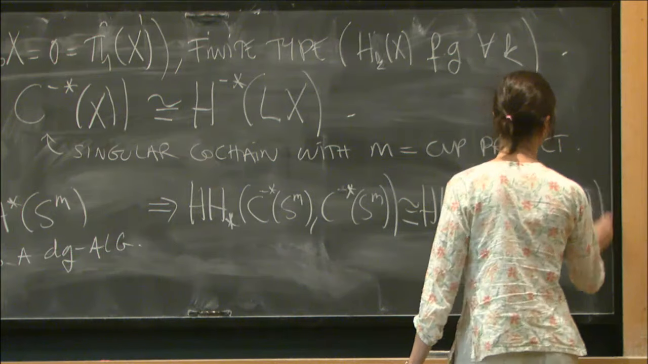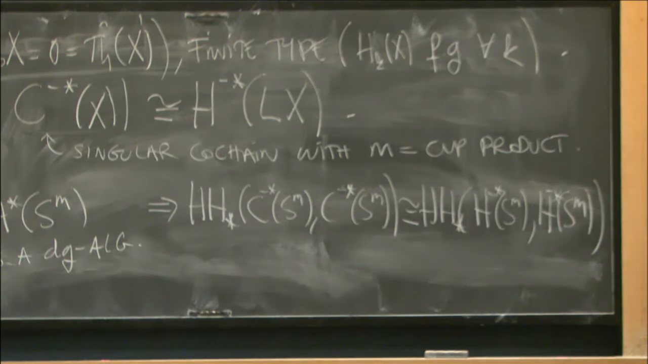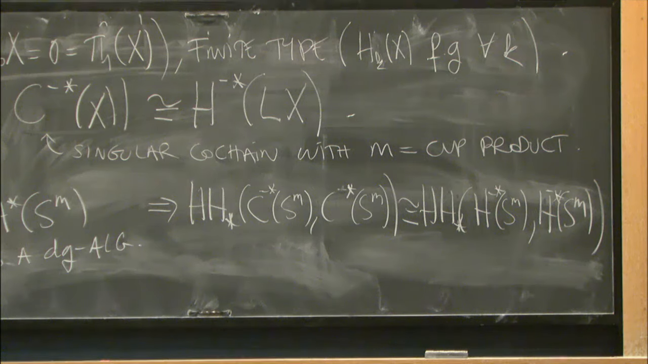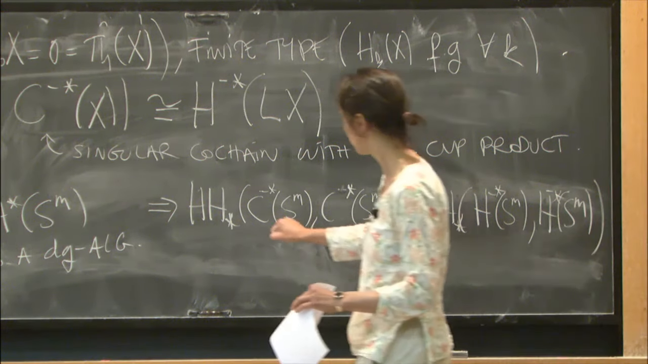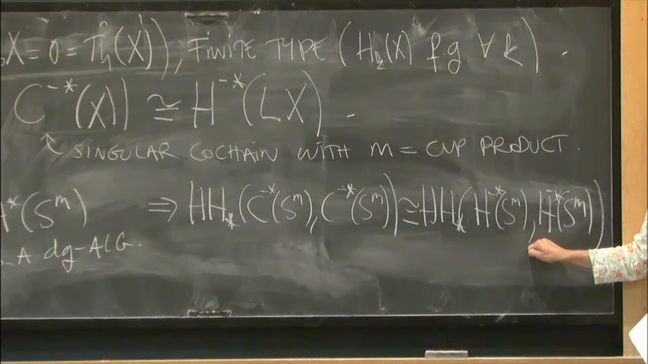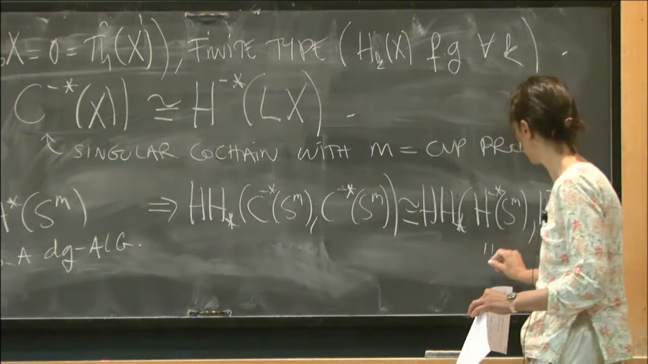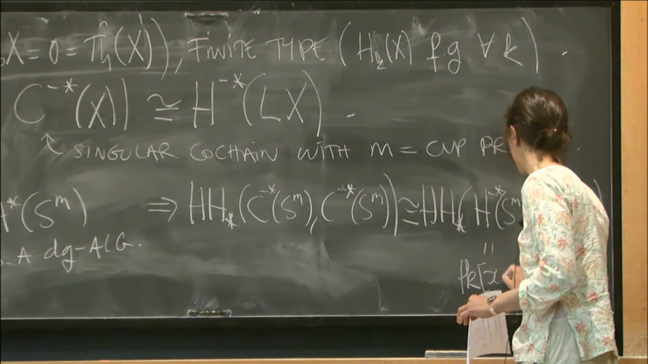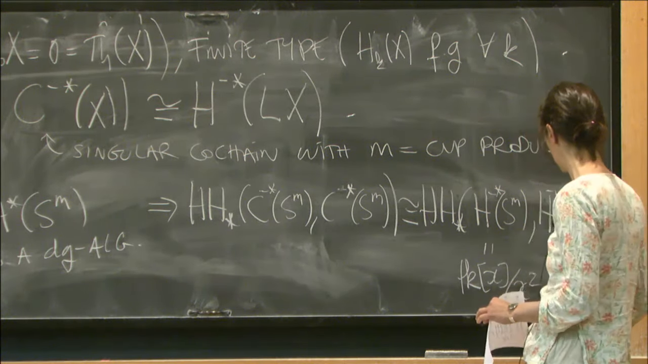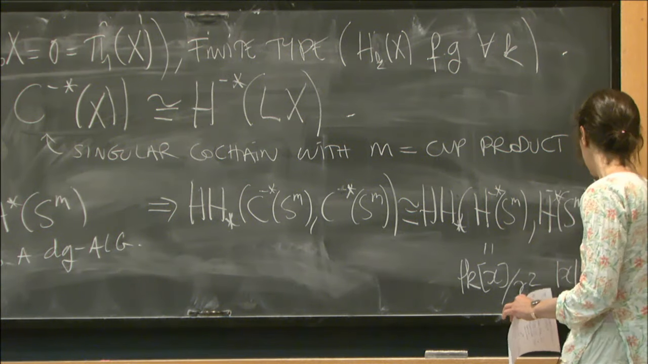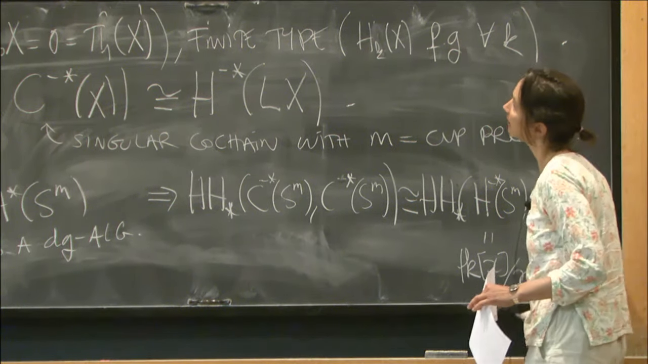There's a map, a chain map, which induces an isomorphism on homology. It's like homotopy equivalence, but for chain complexes. So to compute this, I just have to compute the other one, and great, because this one is very small. Remember, this was just k[x] mod x squared with x in degree minus m.